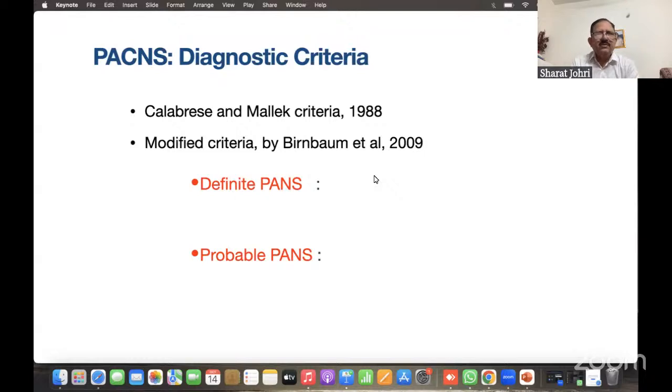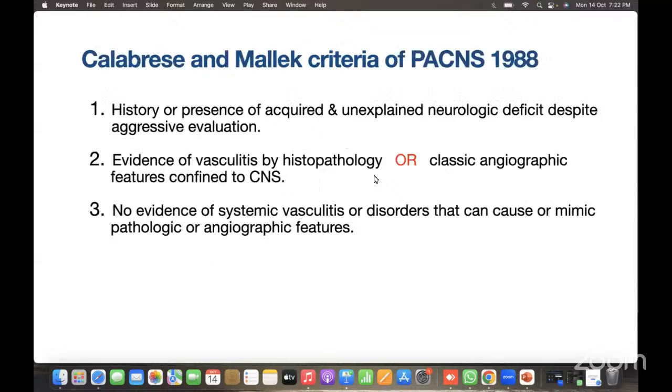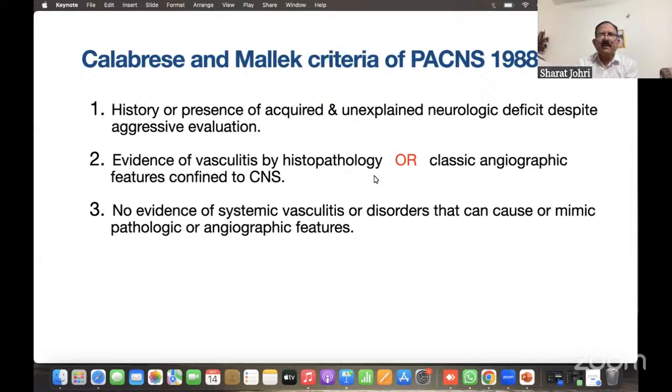So how do we define or diagnose primary angiitis of the CNS, or primary CNS vasculitis? The diagnostic criteria were first given by Calabrese and Mallek in 1988, but were modified in 2009. The Calabrese and Mallek criteria of primary angiitis of the CNS, which was in 1988, was simple.